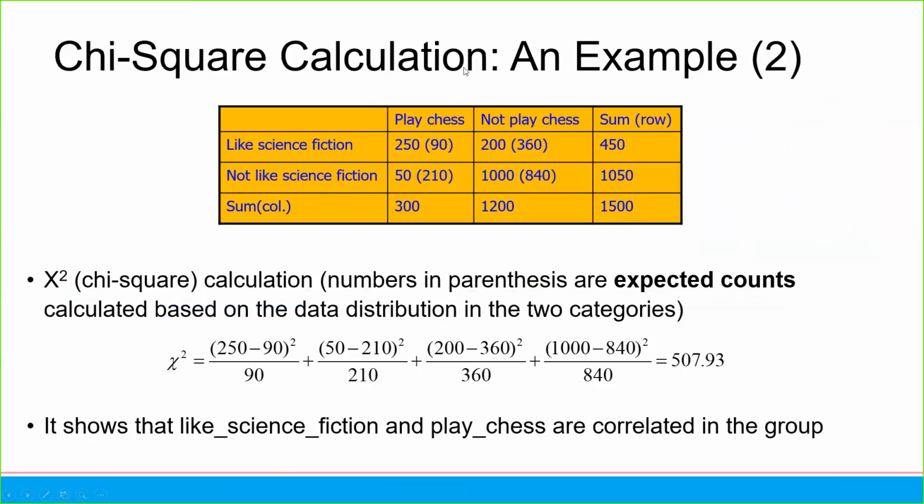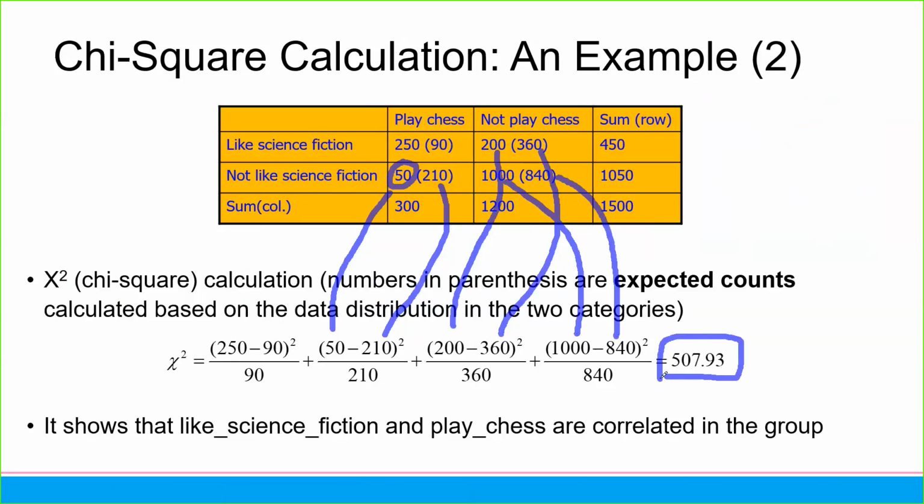Now, when we want to calculate the chi-square, we need to take the observed value, which is 250, minus the expected value, 90, and divide by 90, which is the expected value. And then we do the remaining data. We have not like science fiction, which is 50, and 210 is the expected. We have 200, which is like science fiction and not play chess, and 360 is the expected. 1,000 is the actual value and 840 is the expected. And the result is 507.93.